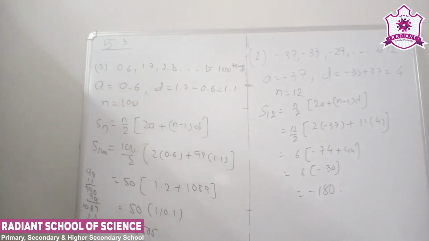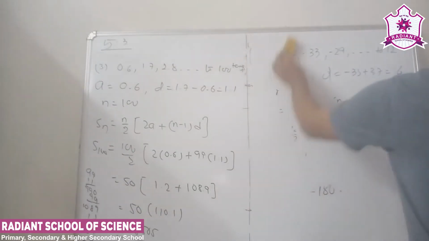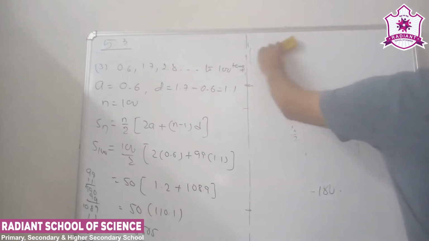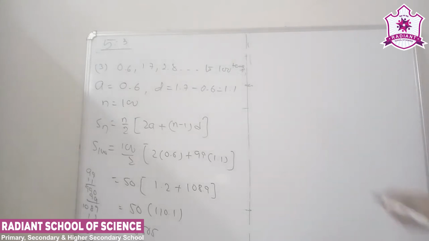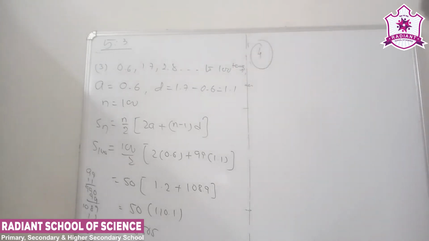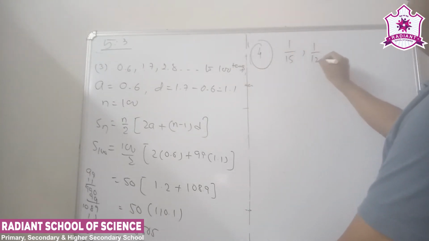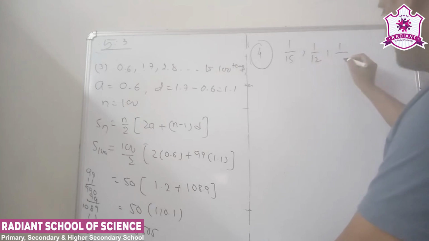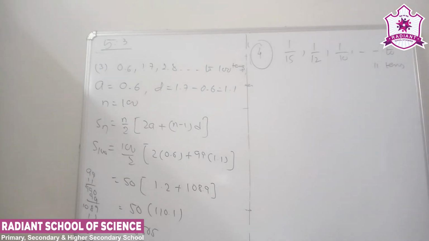Clear? Now the fourth one. Fourth sum, right? So the fourth one: 1 by 15, 1 by 12, 1 by 10, and up to how many terms? 11 terms. Up to 11 terms, right?